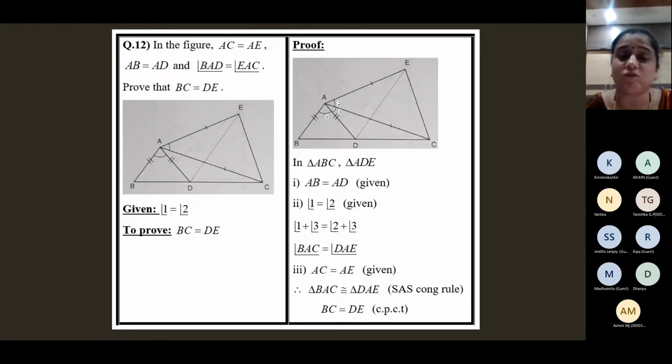Okay, Danya, one more thing is you have not marked the angles also. That's what I was telling you. Yes, ma'am. I will complete and send you.